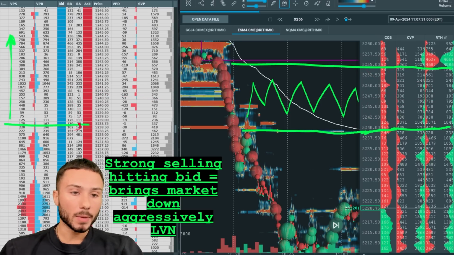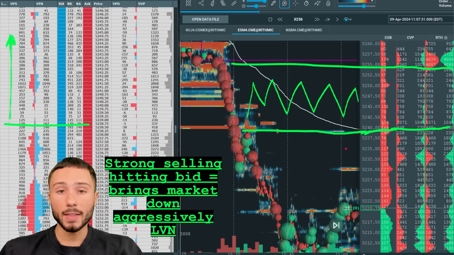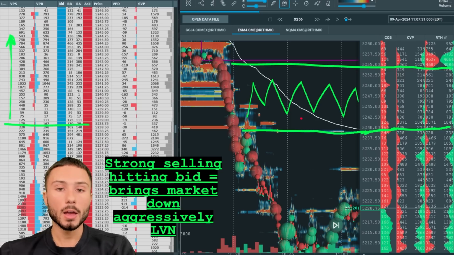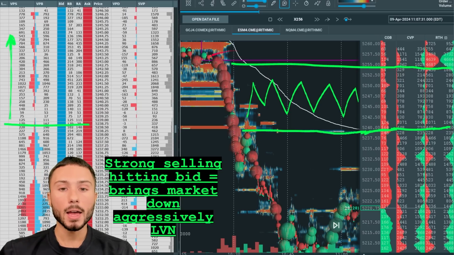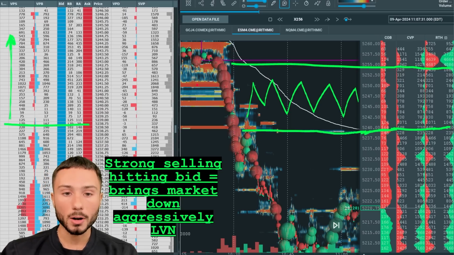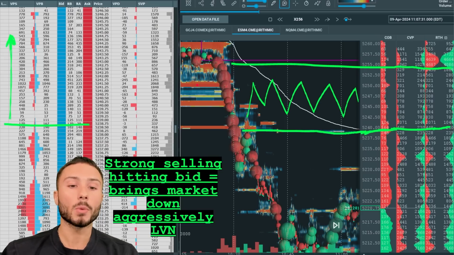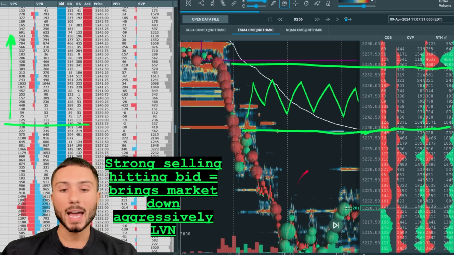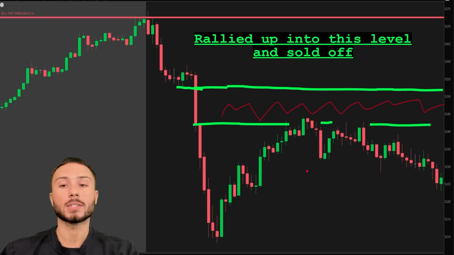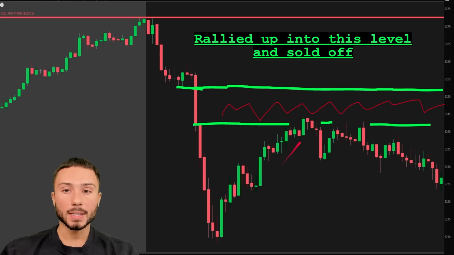And on the depth of market, we could see the same thing around 52.39-ish. We could see low volume right here, starting at this green line and moving up, an area of lower volume. So strong selling hitting the bid brings the market down and forms a low volume node because of how aggressive the sellers were. There is large selling in this area, and because of how large the sellers were, the market moved down with ease, which is what validates that area of low volume. The market rallies up into this level, rejects it perfectly, and sells off.